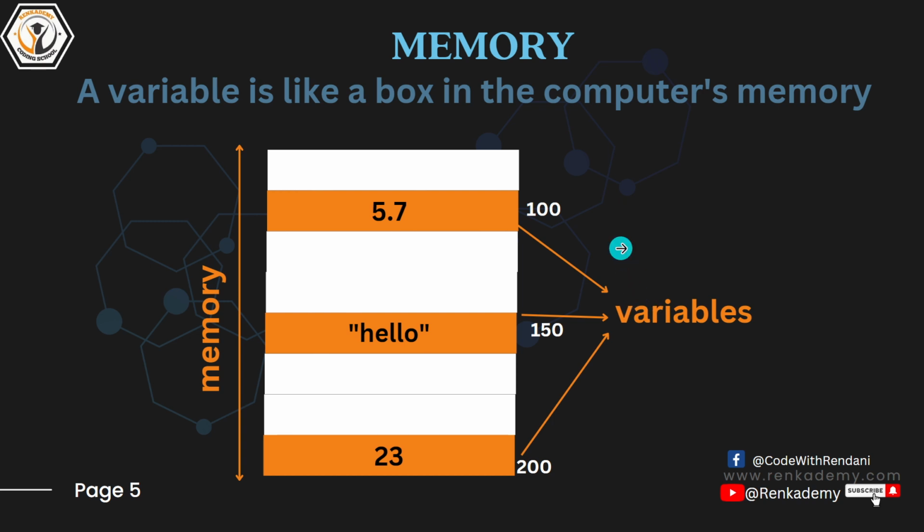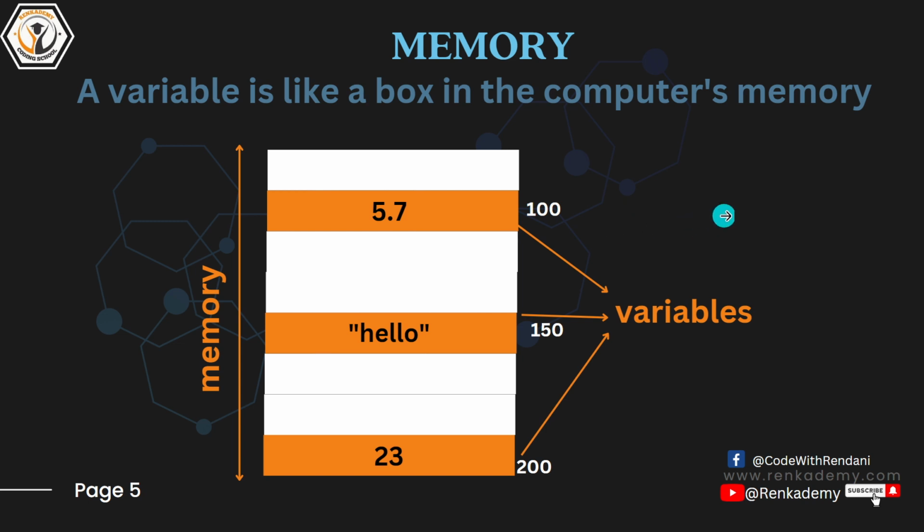Now let me tell you this. Each variable has an address. So for example, suppose that 100 is the address of this variable, and 150 is the address of this one, and 200 is the address of this one. All I want you to know is that each variable has a unique address in the memory, and this address specifies where this variable is located, alright?